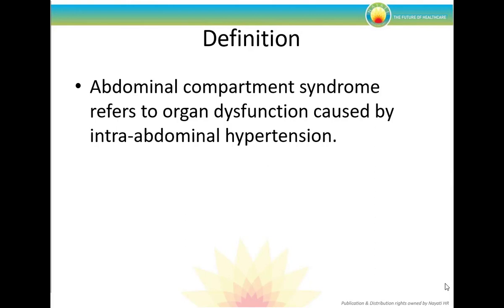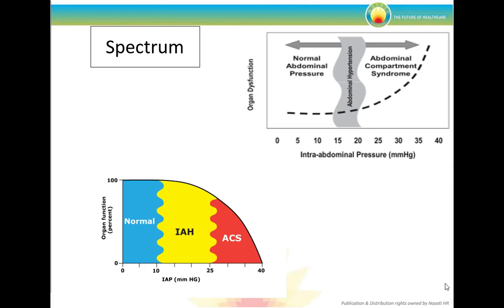So now coming to the topic, what is abdominal compartment syndrome? It refers to the organ dysfunction secondary to raised intra-abdominal pressure. Whenever there is raised intra-abdominal pressure accompanied by organ dysfunction, you call it abdominal compartment syndrome. It's a spectrum. So there are normal pressures. When the pressure rises, we call it intra-abdominal hypertension. There are various grades, there are 4 grades. After that comes abdominal compartment syndrome.